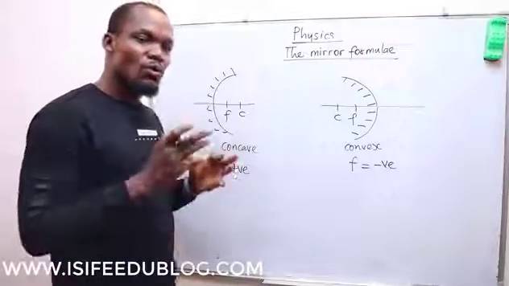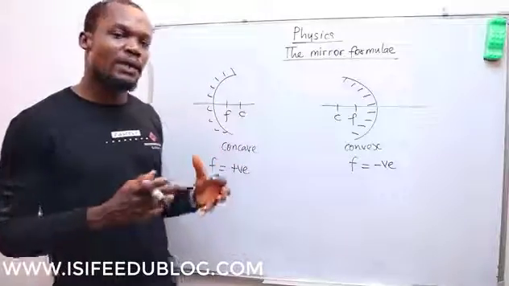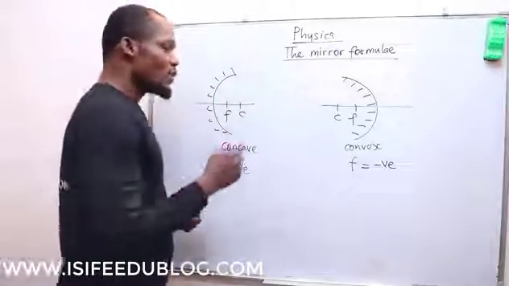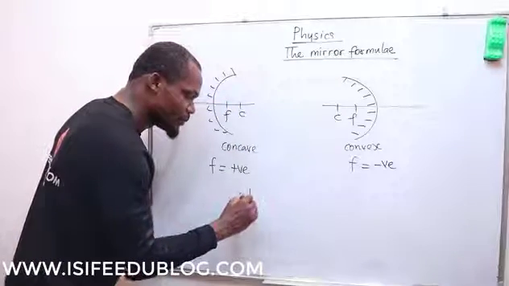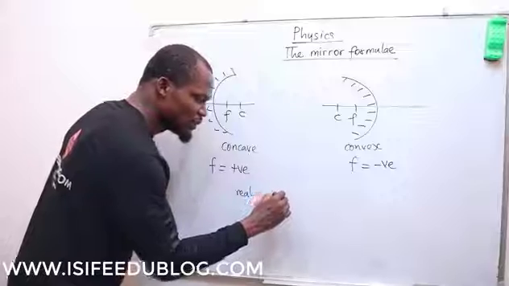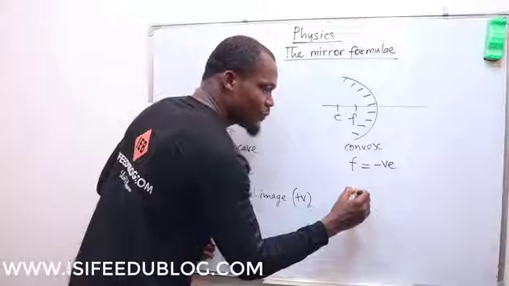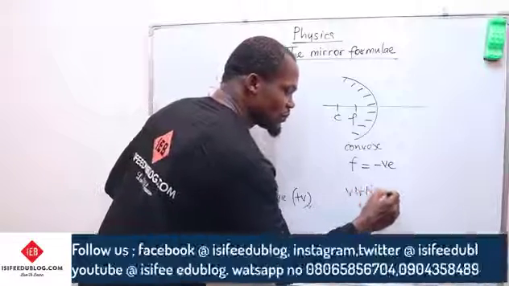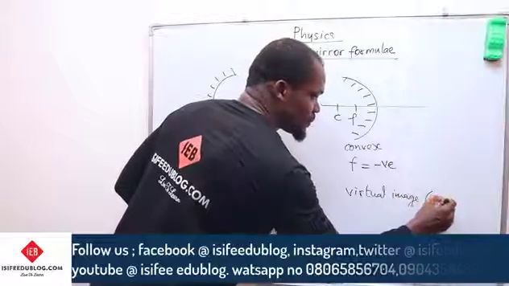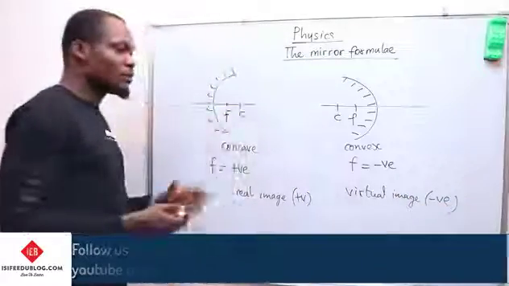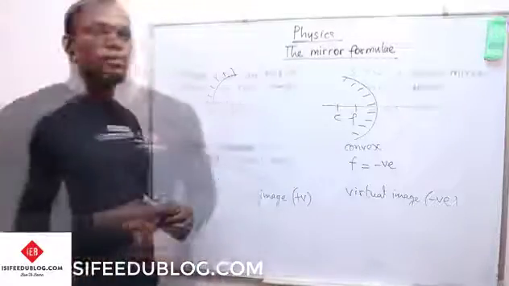Now, we talk about real images and virtual images. Whenever the image formed is a real image, it must be what? Positive. But a virtual image must be what? Negative. So, you have to know all these things before we forge ahead to the mirror formula.